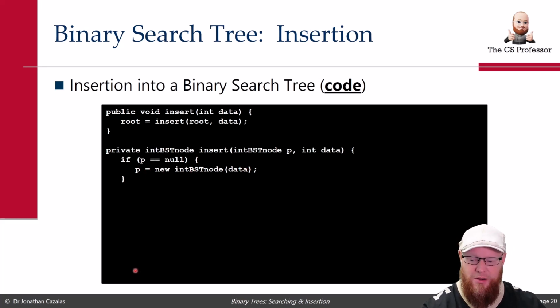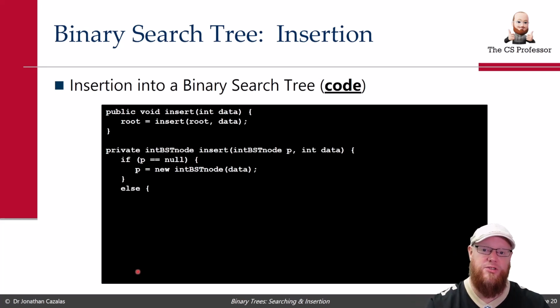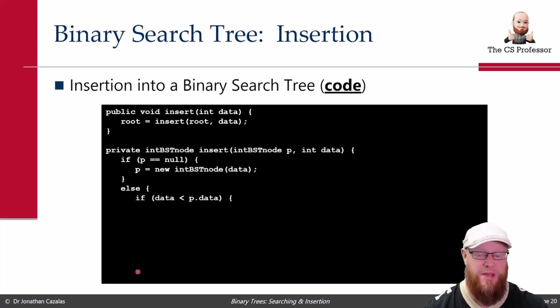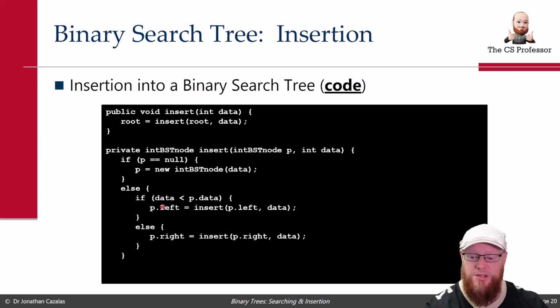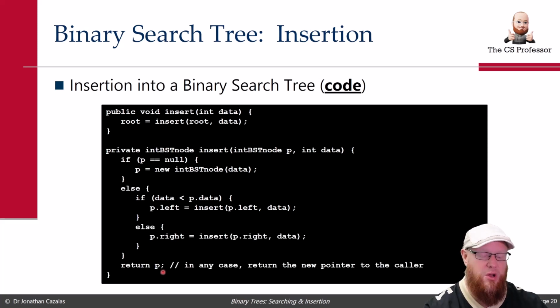And you're going to see down here, we're going to return P. Else, P is not null. We have a tree. We need to determine, do we insert on the left side or on the right side? So if the data value that we're trying to insert is smaller than P data, we need to insert on the left. Otherwise, if it's not smaller, we need to insert on the right. And then regardless of that, we need to return P at the very end.